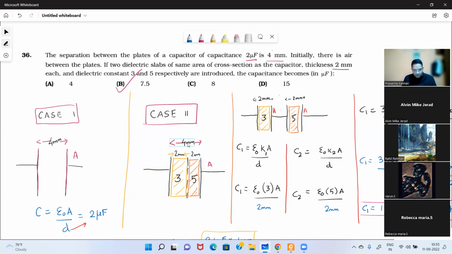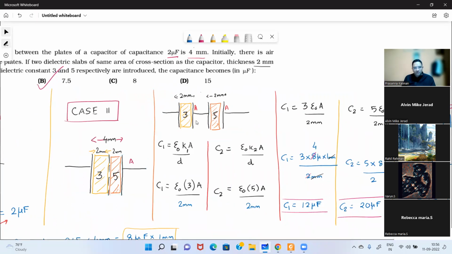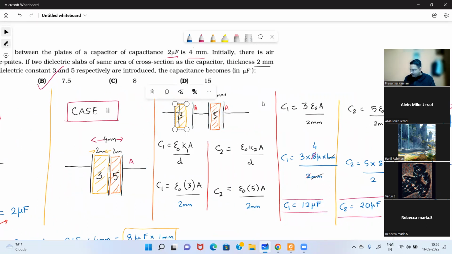Total distance is 4 millimeter. 2 millimeter you are inserting one dielectric, another 2 millimeter you are inserting another dielectric, so that the total 4 millimeter is filled with two dielectrics, not one. Then what is going to be the capacitance of the capacitor? So what did I do? I just split them into two different capacitors so that you can understand and solve it easily.